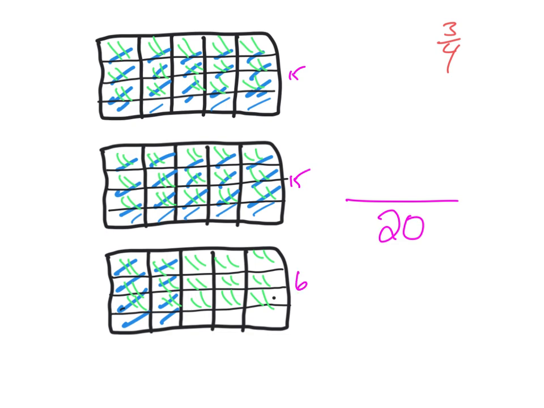And now we're going to add all these together. So 15 plus 15 makes 30, plus 6 is 36. So this is 36 over 20. And we're going to write this as 20 goes into 36 once. 36 minus 20 is 16. So it's 1 and 16/20. And then we're going to divide 16 and 20 both by 4. So our final answer is 1 and 4/5.